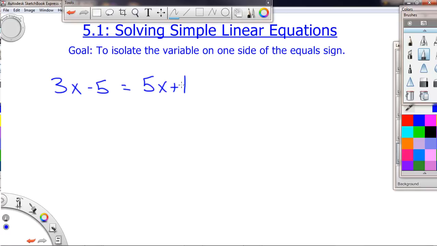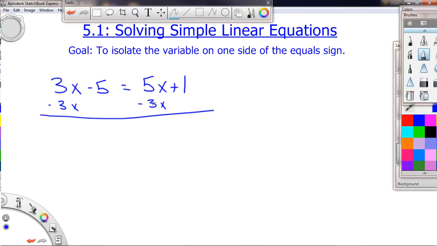So this is like having 3 bags that you don't know on one side and 5 bags that you don't know on the other side. Well, the first thing we should do is let's just take 3 bags off of both sides. And the way that we do that mathematically is we're just going to subtract 3x from both sides. Now you might be thinking, why not subtract 5x? And I'll talk about that in a second.